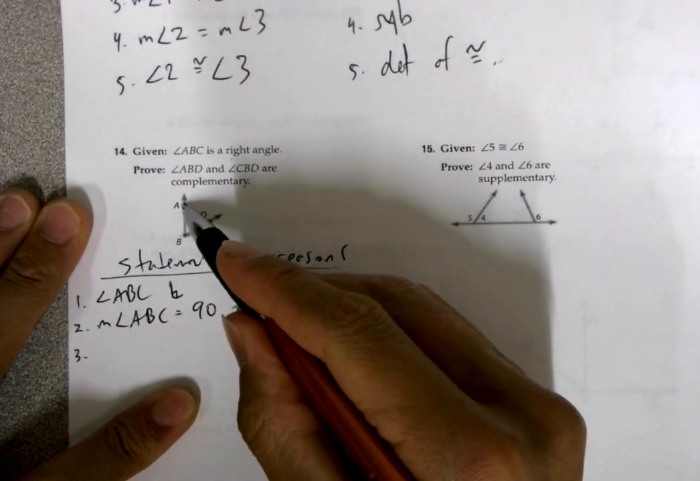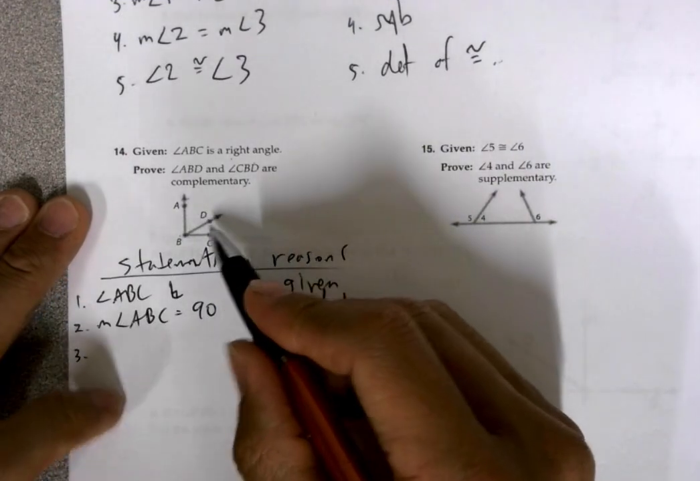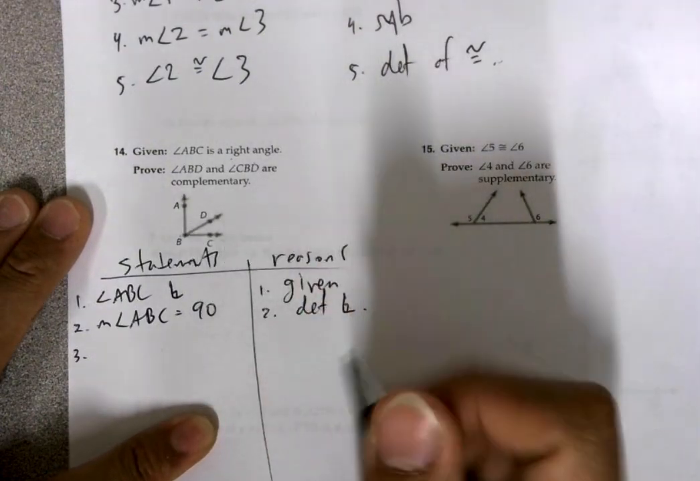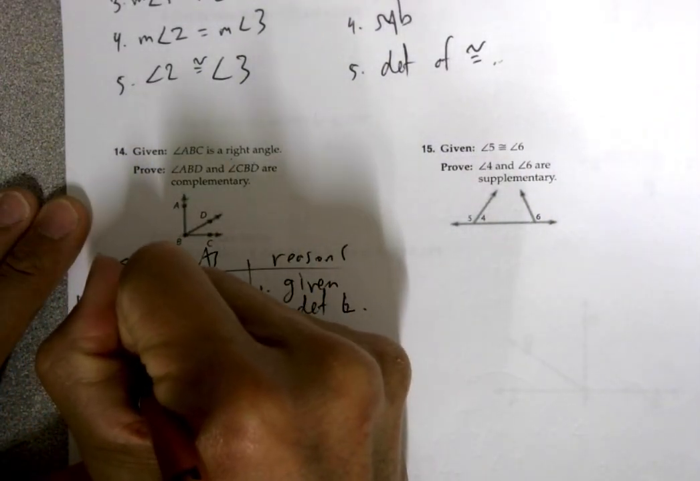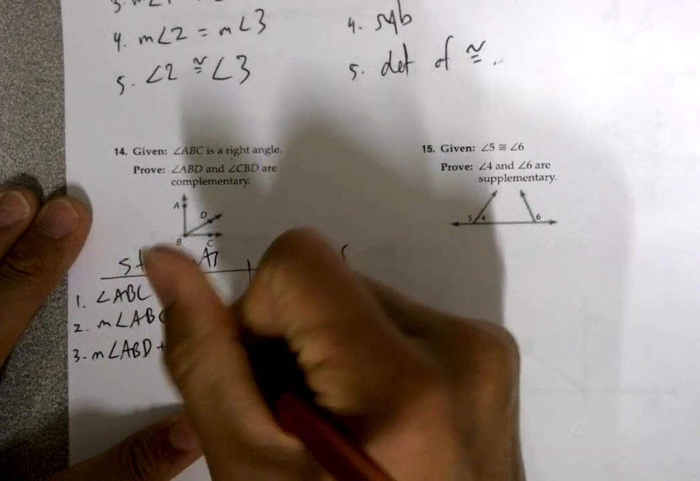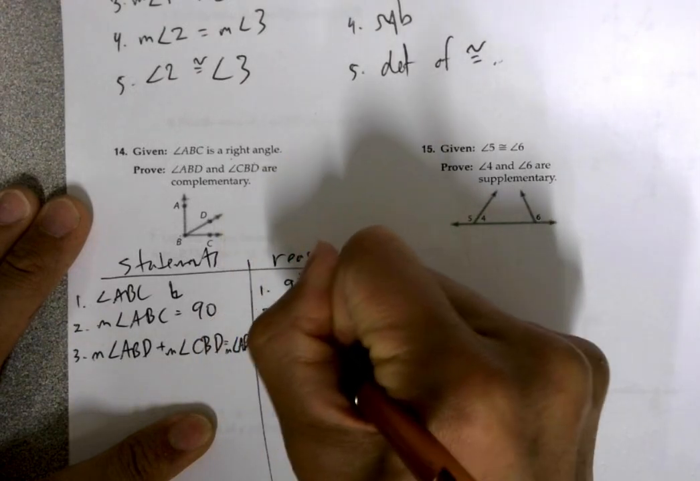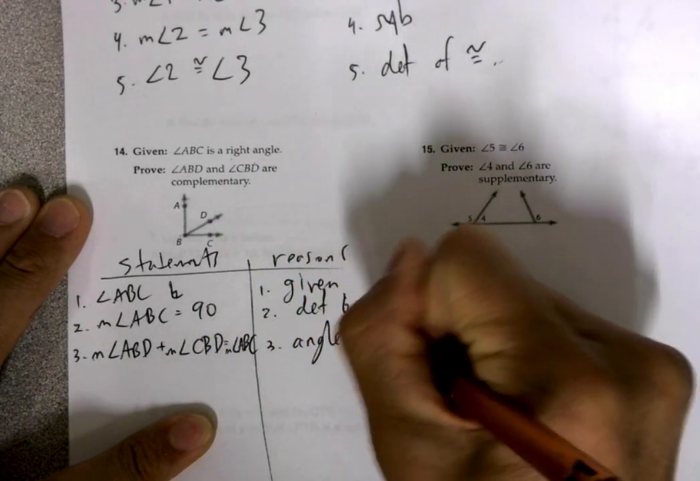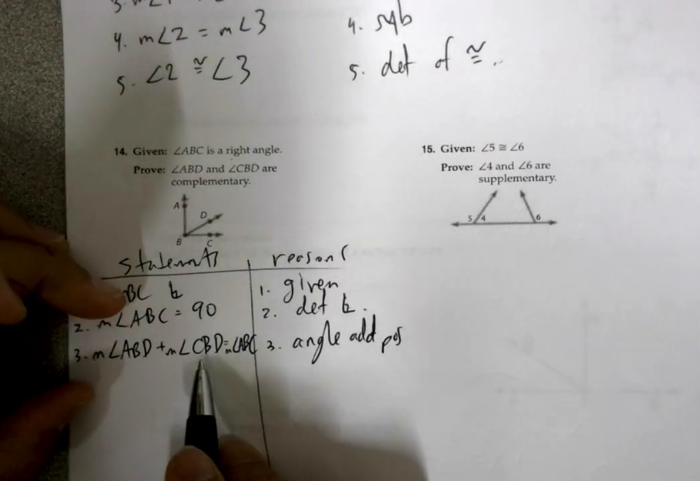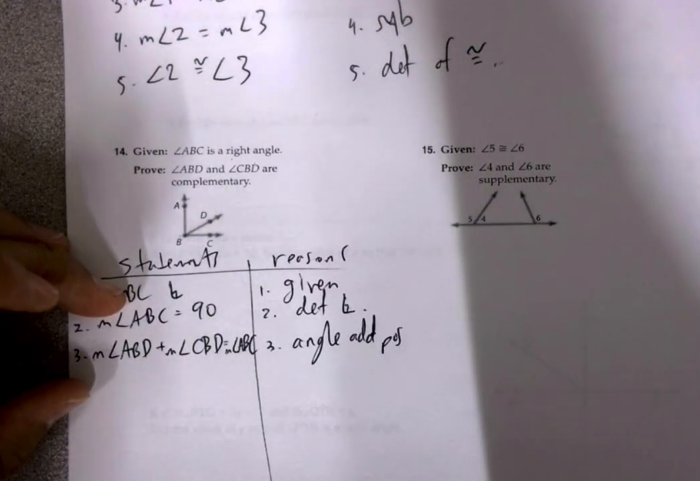So how does this work? It's measure angle ABD, that's the first part of the angle, plus measure angle DBC, that's the second part of the angle, is equal to ABC, the entire angle. So it's going to go measure angle ABD plus measure angle CBD is equal to measure angle ABC, and that's going to be angle add pos. Okay, so we have our two equations, and that's all we have, right? Normally we have 3, maybe 4 equations, but here we only have 2 equations.